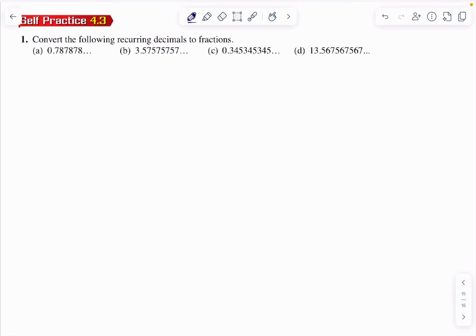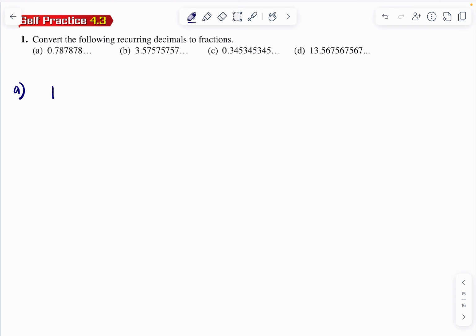Self-practice 4.3 question 1. Convert the following recurring decimals to fractions. Right. Let's look at A. Okay, so first we see the pattern. There is no abnormalities. So it's just the pattern 787878.